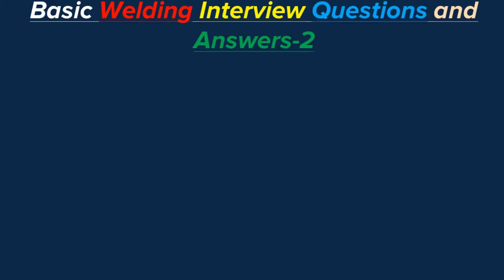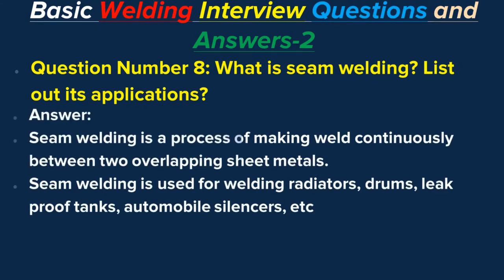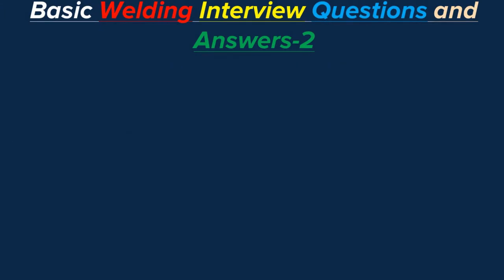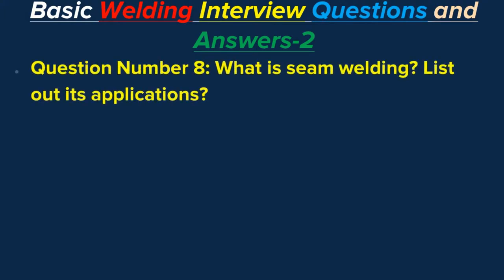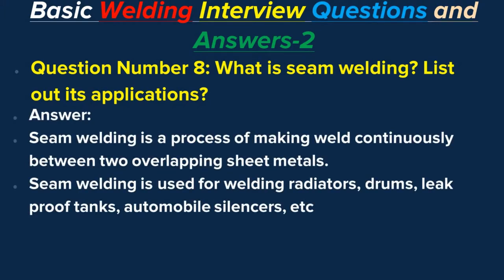Question number 8. What is seam welding? List out its applications. Answer. Seam welding is a process of making weld continuously between two overlapping sheet metals. Seam welding is used for welding radiators, drums, leak-proof tanks, automobile silencers, etc.